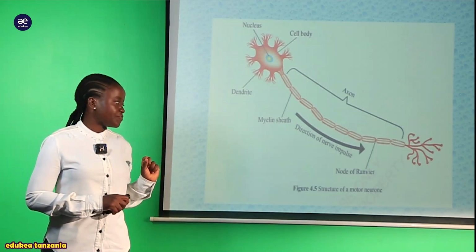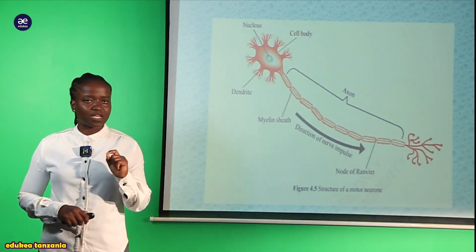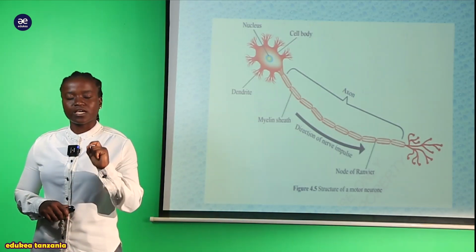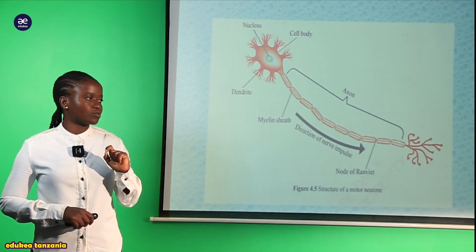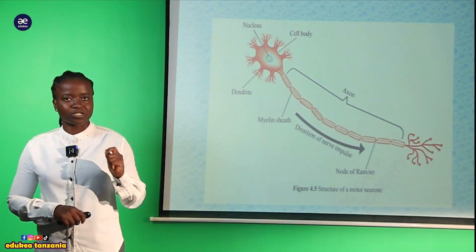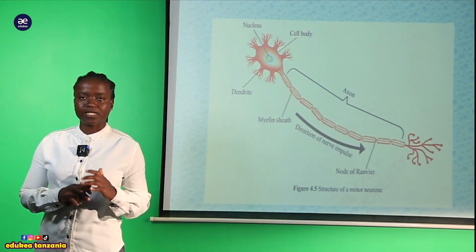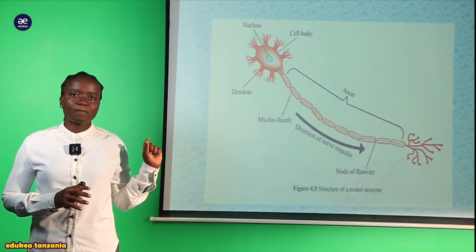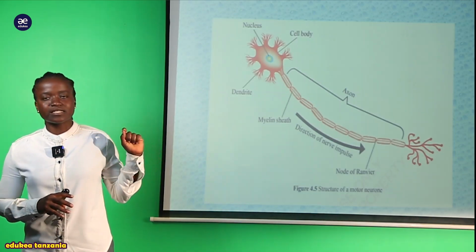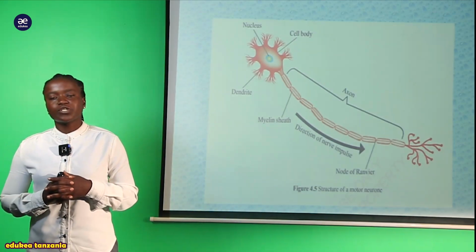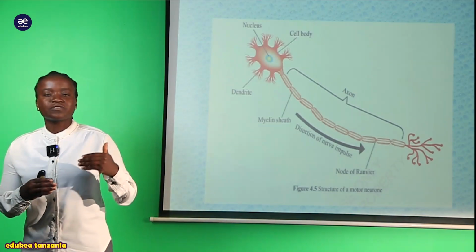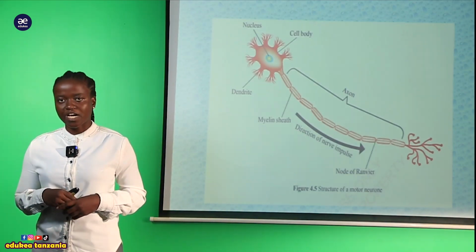So my students, that is the structure of the motor neuron. Don't forget to indicate the direction of the nerve impulse while you are drawing your structure. And also practice drawing the different kinds of neurons found within the types of neuron, based on structure and function.